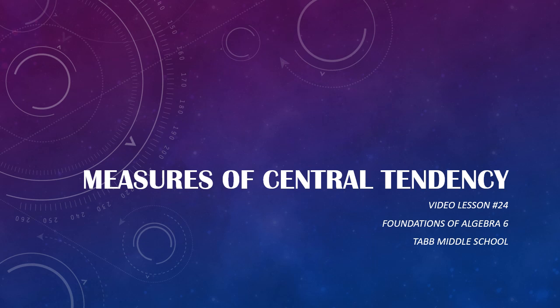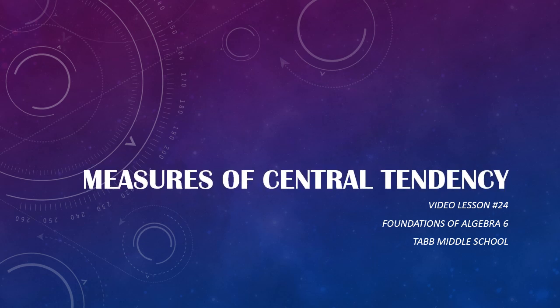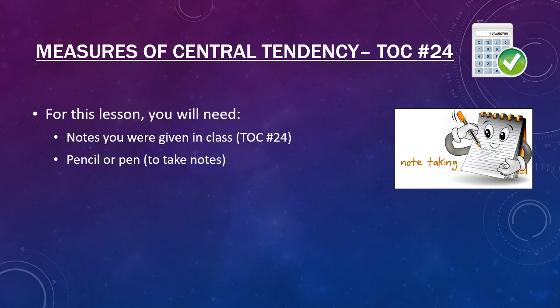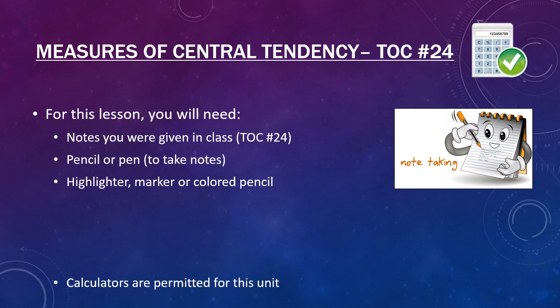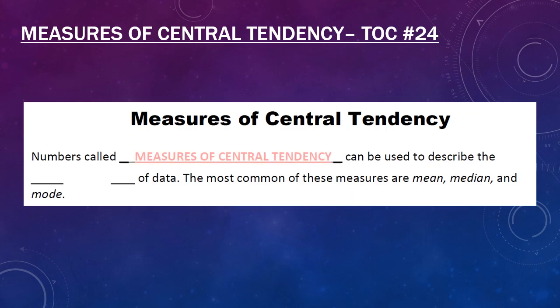It is time for our next video lesson, and this one is called The Measures of Central Tendency, and it is our video lesson number 24. For this lesson, of course, you need your TOC you were given in class, number 24, your pencil or pen to take notes, a highlighter, marker, colored pencil is always helpful, and this is still part of our calculator unit. Yay! Let's get started. Measures of central tendency.